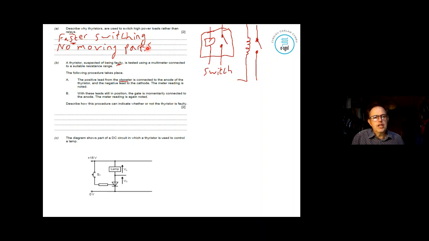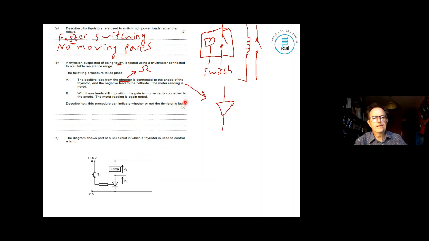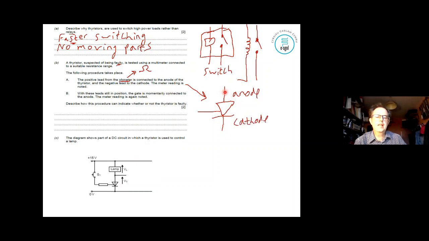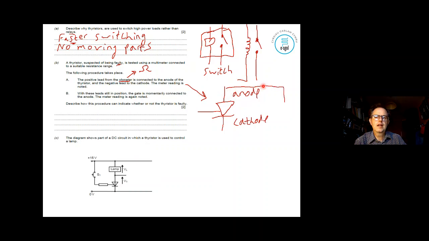Okay, testing procedure for a thyristor. If you put an ohm meter across a thyristor, with the positive lead to the anode and the negative lead to the cathode. So this is your thyristor, and that is the symbol for the ohm meter.